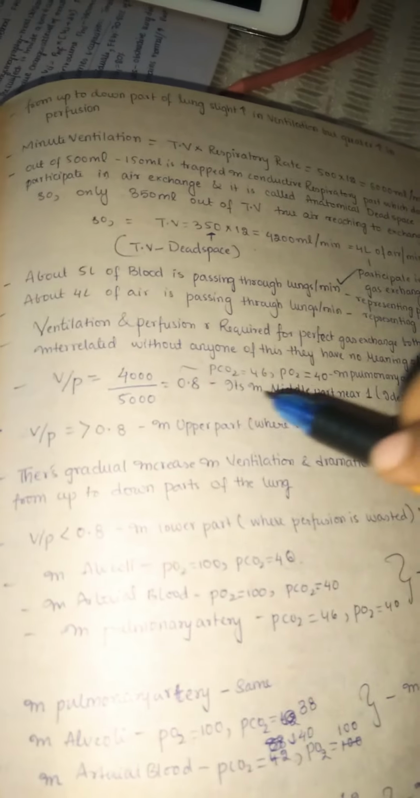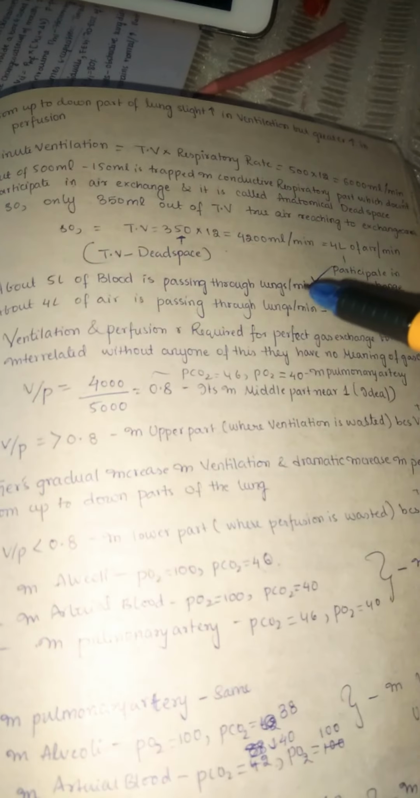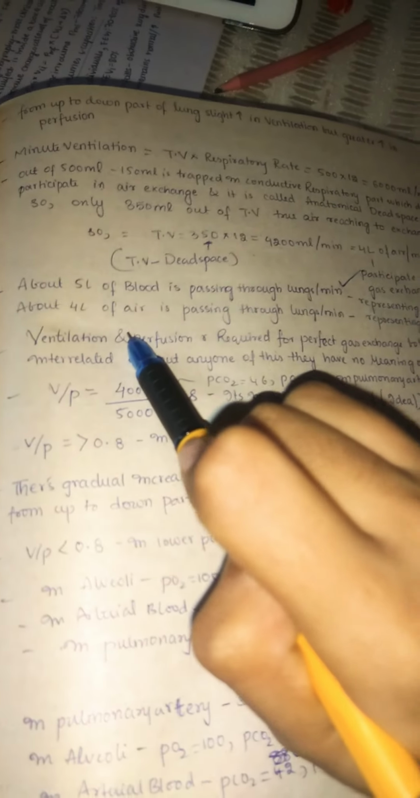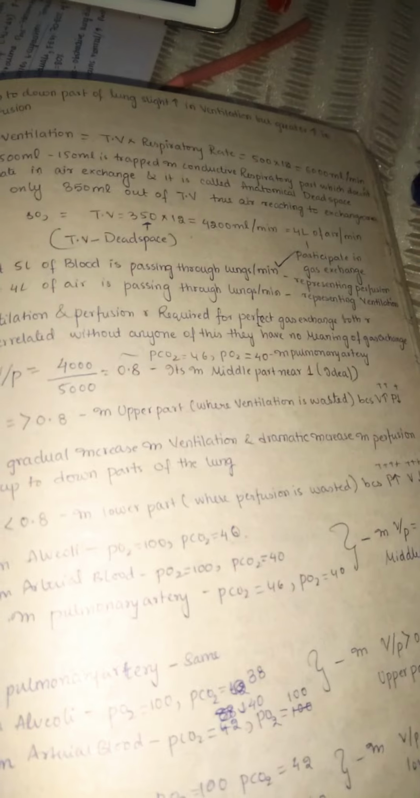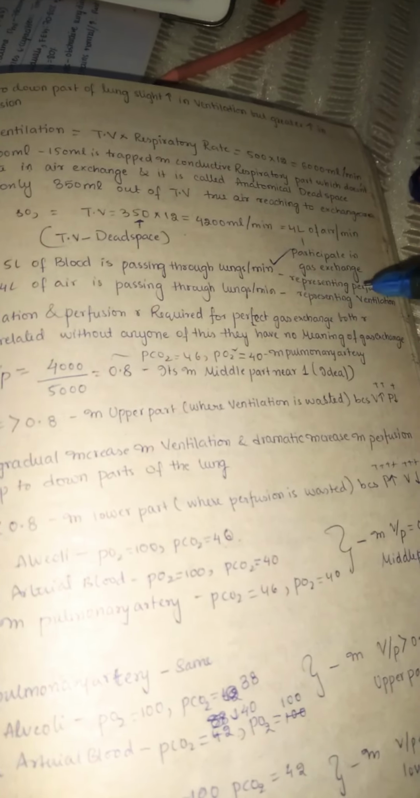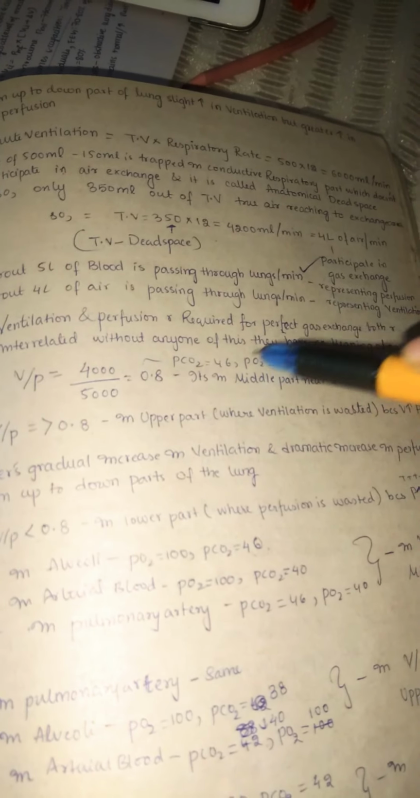About 5 liters of blood is passing through the lungs per minute, representing the perfusion, because that is the blood flow. About 4 liters of air is passing through the lungs per minute, the true air participating in exchange of gas, representing ventilation. This is how we represent ventilation and perfusion. Both together form ventilation-perfusion. Ventilation and perfusion are required for a perfect gas exchange. Both are interrelated. Without either one of them, there is no gas exchange.